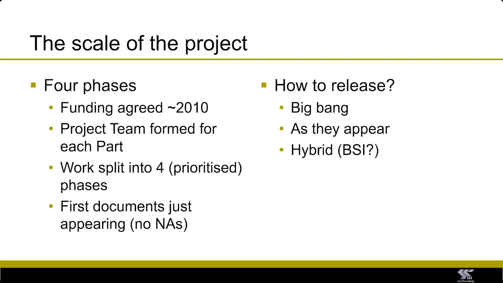So an awful lot of people involved, and the work was split into 4 phases, spread out over a number of years in terms of start times and finish times, and the first documents to come out of that process are just appearing. So BSI published part of EN 1990, and they published EN 1993 Part 1.1, so the main part of Eurocode 3, a few months ago.